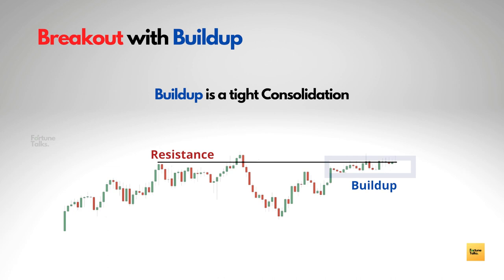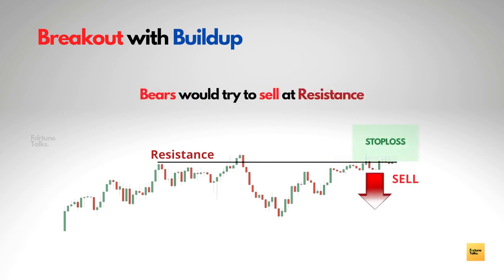Now, build-up is basically a congestion or consolidation or a tight range near an area of value. You can think of a build-up along these lines. A lot of traders will look at the prices consolidating at the resistance. These traders go short at the resistance or somewhere in the middle of the range, and they will place their stop loss above the resistance. That's what they will do because at the resistance it makes sense to go short.